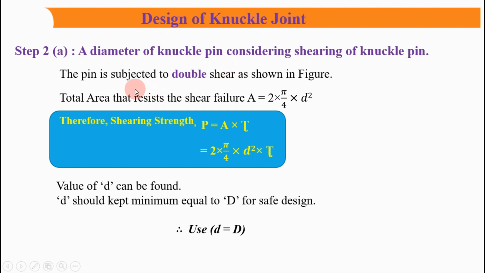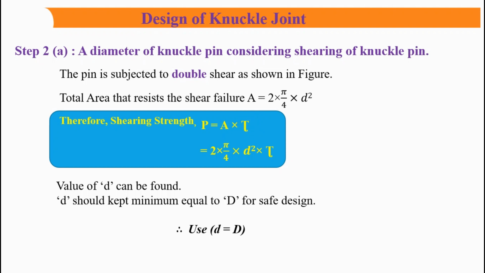That is why we write this relation: the total area that resists shear failure, A, is equal to twice pi by 4 into d square. The 2 is there because the pin is subjected to double shear. Therefore the shearing strength must be equated with the load P: P is equal to A into tau. Tau is used to represent the shear stress.